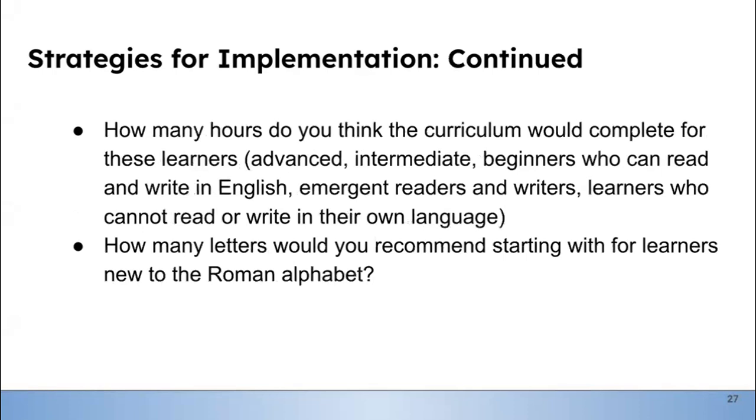And then again, consider the amount of time it's going to take. Angie mentioned how you could do just one small chunk of this as a trickle or a warm-up activity, or maybe even a transition activity. So think about how you could use different aspects of this.